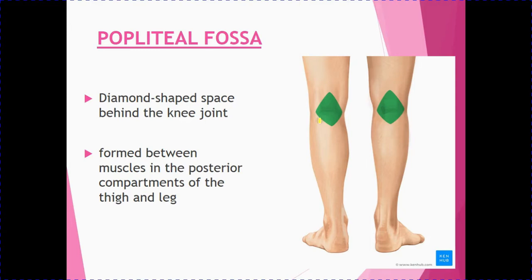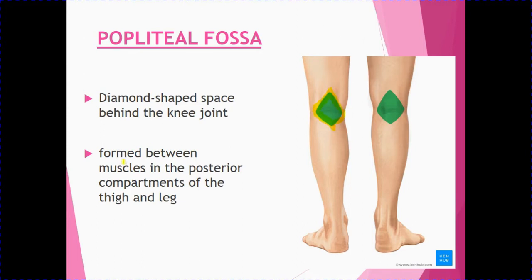Popliteal fossa, you have to focus on the images, okay? It's a very simple topic. Popliteal fossa is a diamond-shaped space which is present behind the knee joint. Does cubital fossa come to mind, my children? You remember the cubital fossa we did in the upper limb. It was anterior to the elbow joint. Similarly, the popliteal fossa is a diamond-shaped space present behind the knee joint.